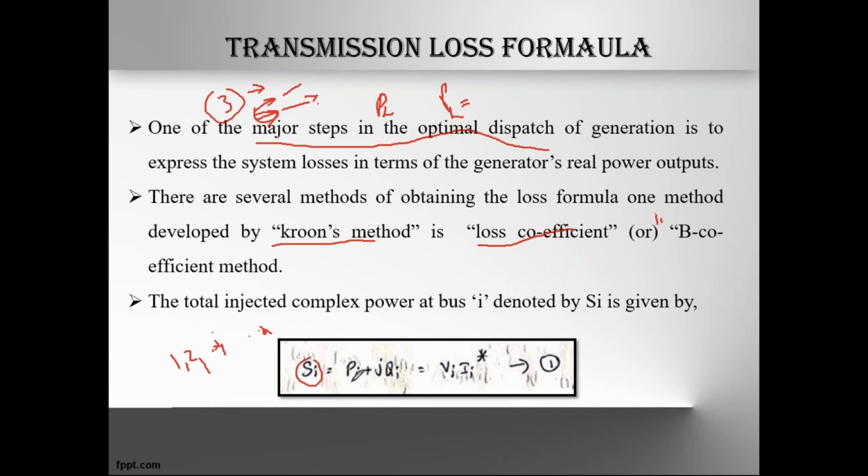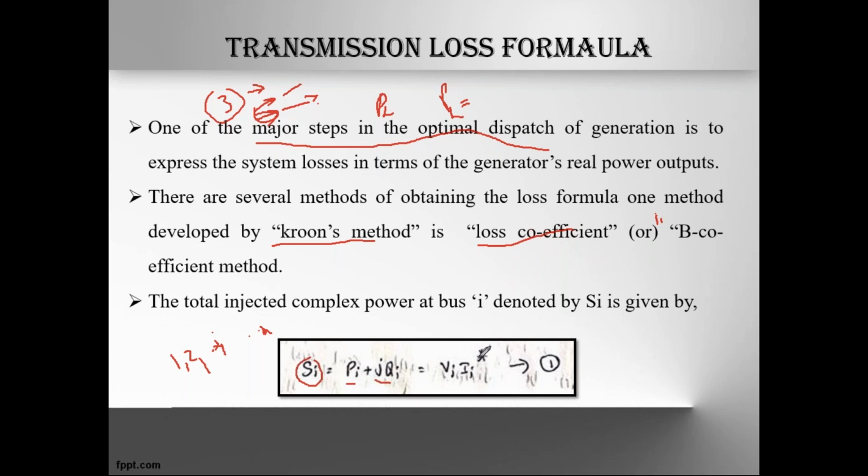So it is a complex form. And P and jQ. We already know the real power and reactive power. Here I can write this equation, that is the power. If it is in the complex form, it is the conjugate form. So I can write it in the form of V I conjugate, where V is the voltage at the ith bus and I is the current at the ith bus.